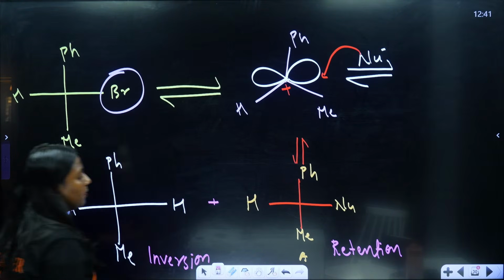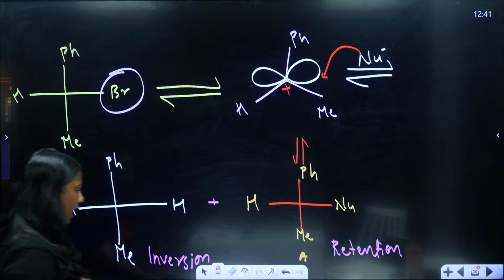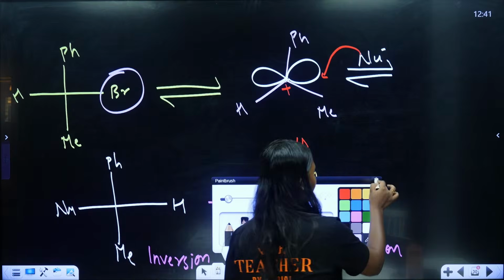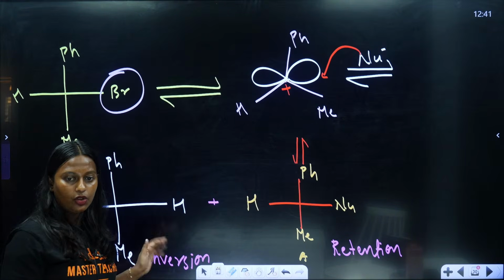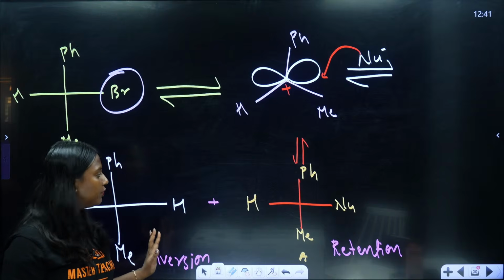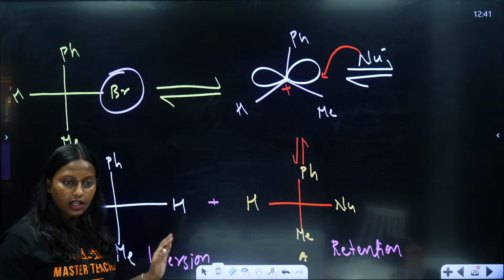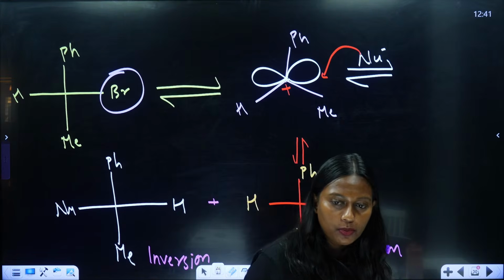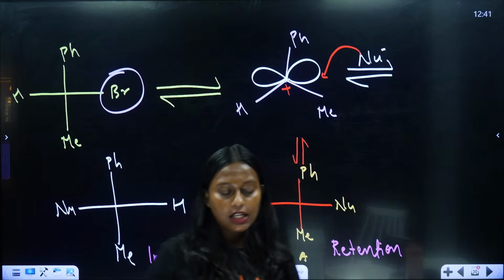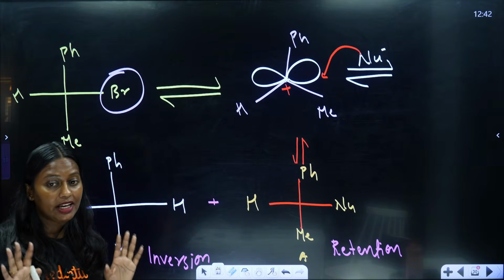This is retention and this is inversion product. Clear? Retention and inversion. You can see the retention product and the inversion product. The nucleophile comes from the opposite side. I will tell you the reason why this is happening.